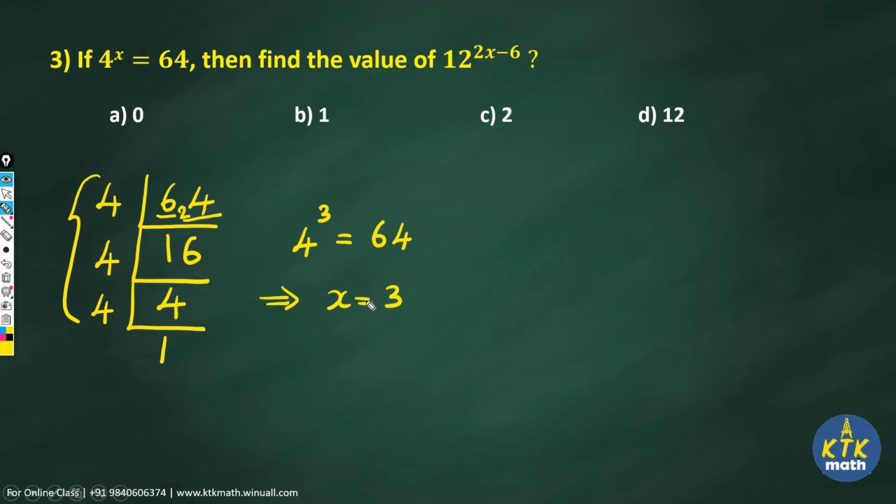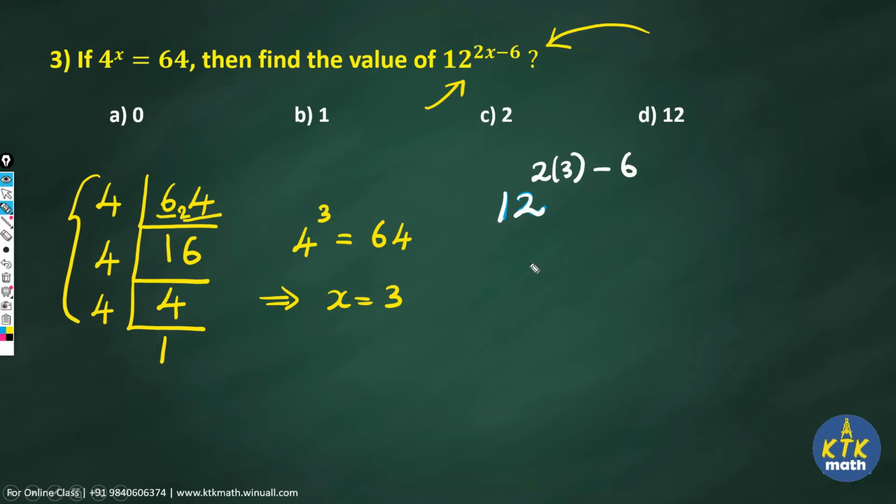But don't search for this x value in your options, because what they are asking is this one, right? So what are they asking? 12 power 2x minus 6. So you need to substitute this x value in this given expression. How can I do this? Just continue, I'll use this white one. So 12 power, in place of x, just substitute 3.